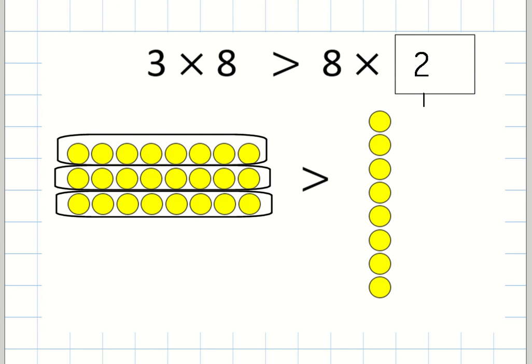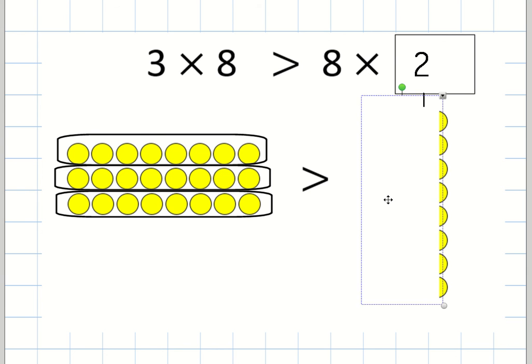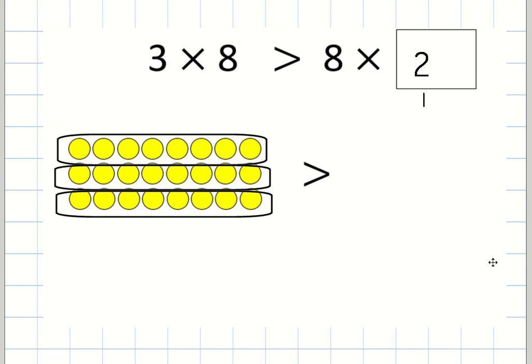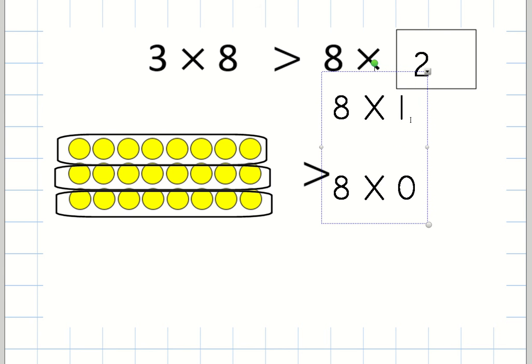And if I got rid of all of them, you might be able to work this out before I finished. We could say that 3 times 8 is not only greater than 8 times 2, it's not only greater than 8 times 1, but it's also, let's just finish this calculation for you, greater than 8. How many lots of 8 do I have now? I don't have any. But it's also greater than 8 times by 0.